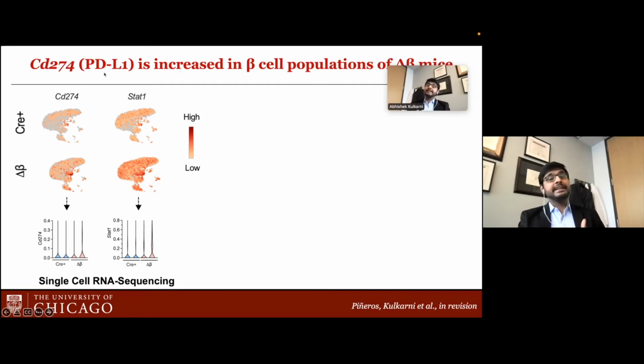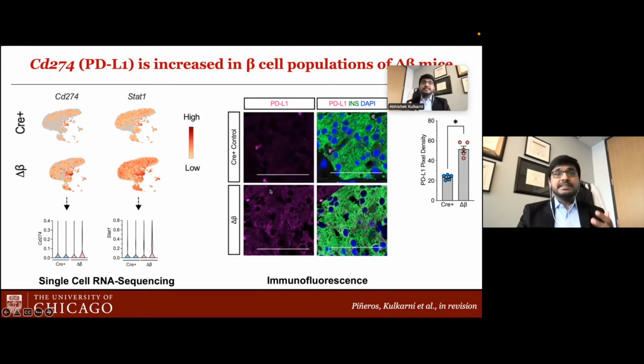CD274 encodes for PDL1. PDL1 is an immune checkpoint protein that is known to suppress the immune responses. And that could be the reason why these mice are protected from diabetes or encephalitis. We saw a similar pattern of expression with STAT1, which is an upstream regulator of PDL1. We confirmed these findings from the RNA to the protein level by performing immunostaining of PDL1 in the islets from delta beta mice and Cre positive controls, and again observed that there was significantly higher expression of PDL1 in the islets from delta beta mice.